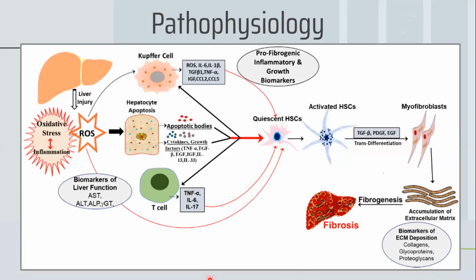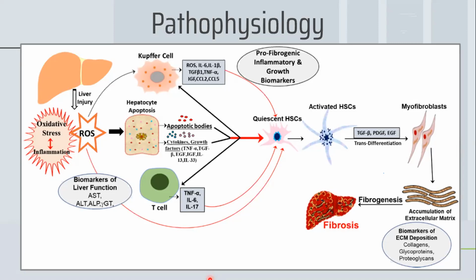So there, as you can see, upon apoptosis, or aside from that, in the process of inflammation, there will be oxidative stress to the liver hepatocytes, thus leading to apoptosis. And of course, your Kupffer cells and your T cells will produce other cytokines that will signal the activation of quiescent hepatic stellate cells. Now, these hepatic stellate cells, upon activation, will undergo transdifferentiation with the use of your epithelial growth factors, your platelet-derived growth factors, and your transforming growth factors to transform into myofibroblasts.